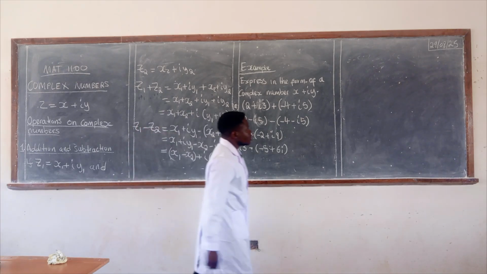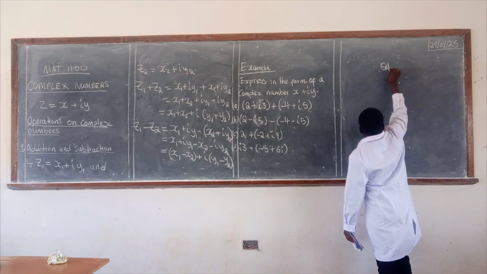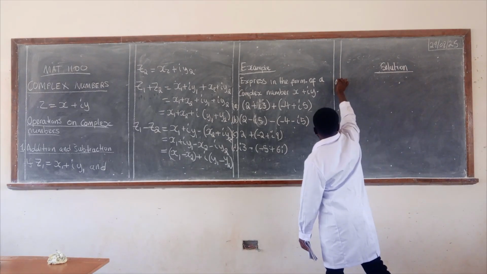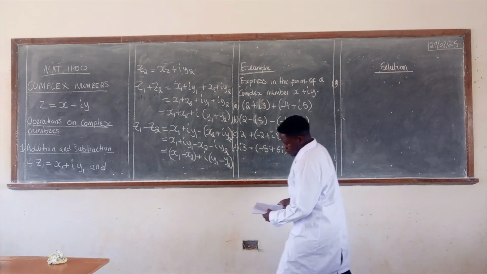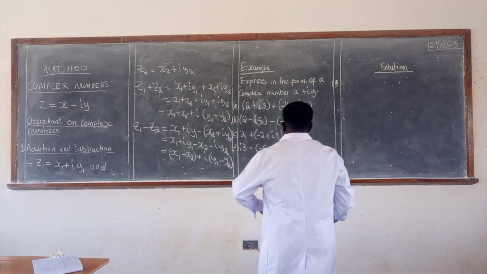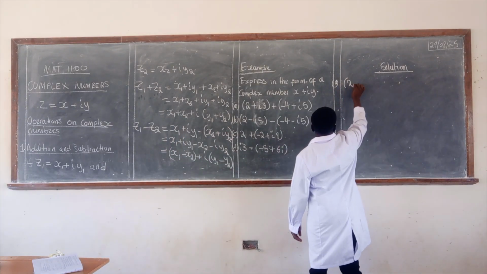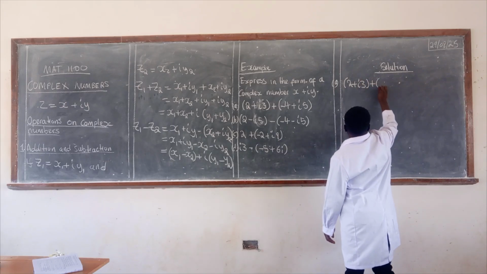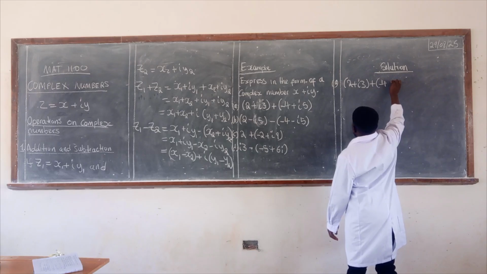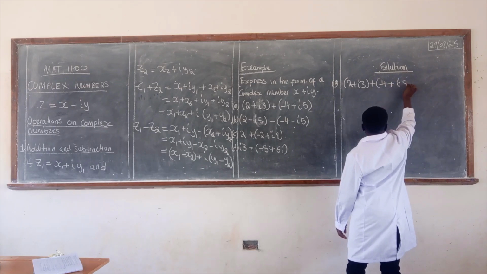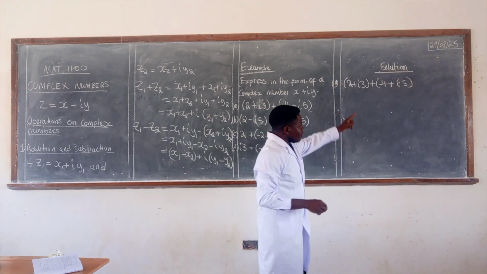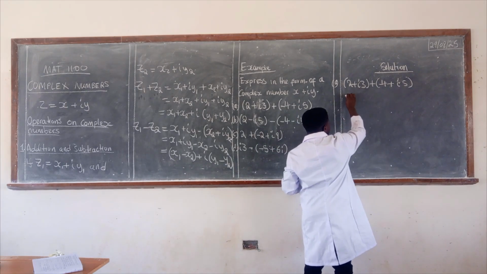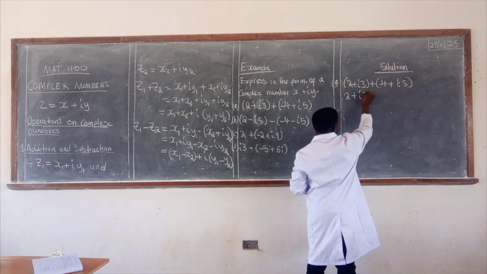Okay, so let's continue now with the solution. For A, we have 2 plus 3i plus negative 4 plus i. Again, all we have to do is get rid of the brackets here. So this is the same as 2 plus 3i.